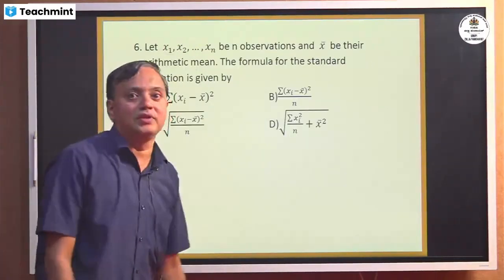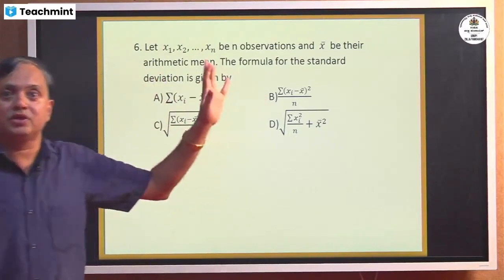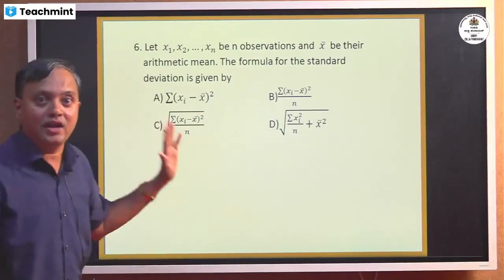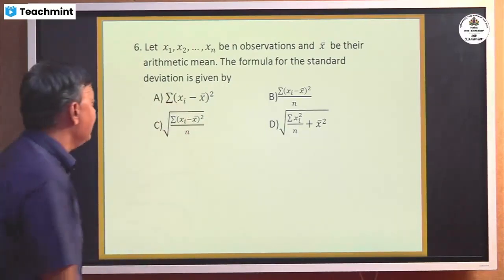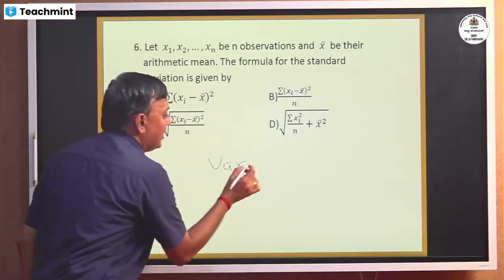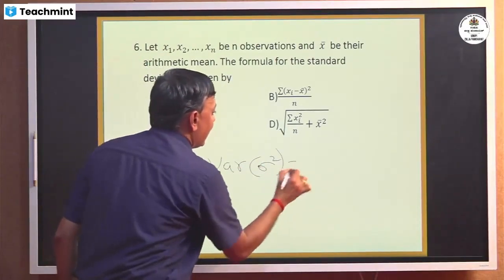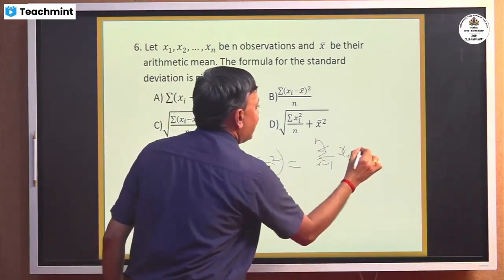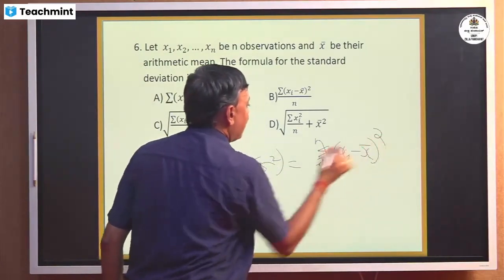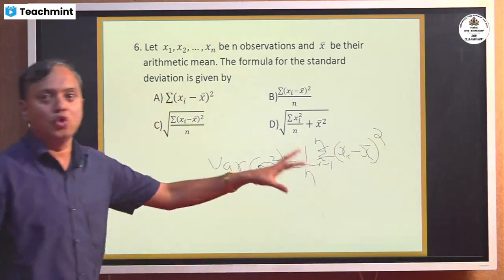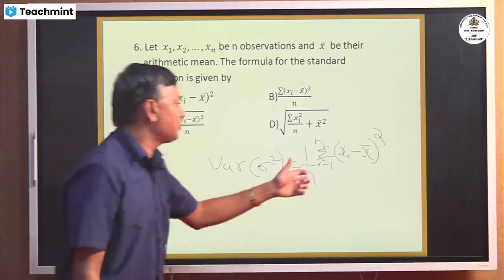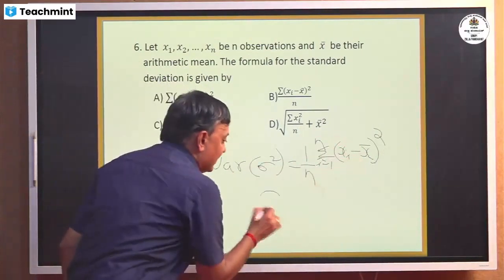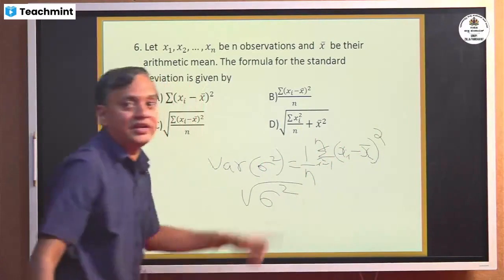Now here the formula came. x1, x2, etc., n observations and x bar their arithmetic mean. The formula for standard deviation, I already said. Standard deviation formula is, we know, the variance formula. Variance is sigma square. Formula is summation of i varies from 1 to n, xi minus x bar whole square, into 1 by n. So this is all ungrouped data, correct? Its root, that is standard deviation.